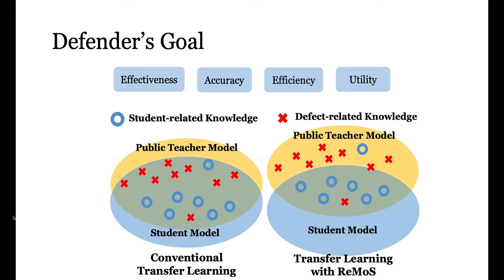The Venn diagram shows the goal of mitigating defect inheritance. For conventional transfer learning, the teacher and the student share much knowledge, including both student-related knowledge and defect-related knowledge. We aim to compress the shared knowledge as much as possible, so that the shared knowledge contains mostly the student-related knowledge and excludes the unrelated knowledge.